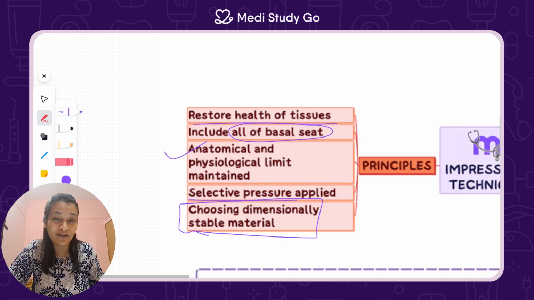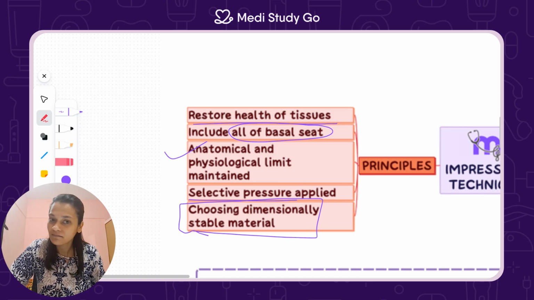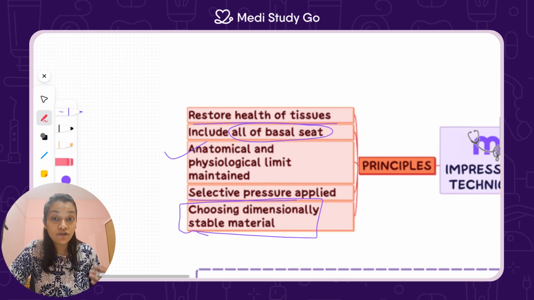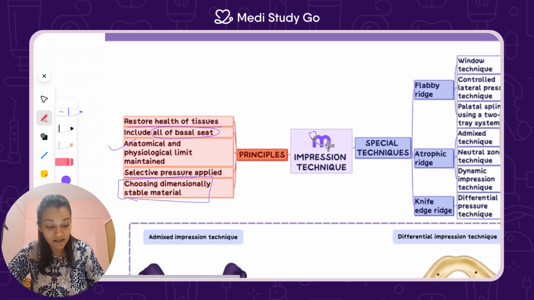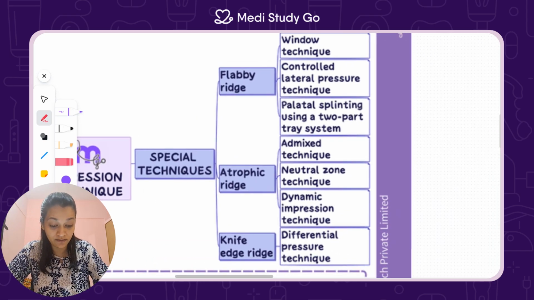Imagine spending 5 visits fabricating a denture and you give a material that actually distorts within a week, within a month. That is not why the patient is spending so much money, so much time is being invested by both the dentist and the patient, and so much technique is being used just to go in vain. Okay, so that is also one of the very important things.